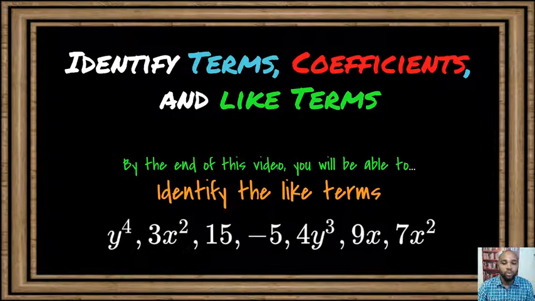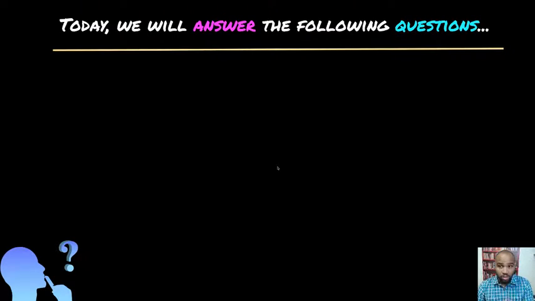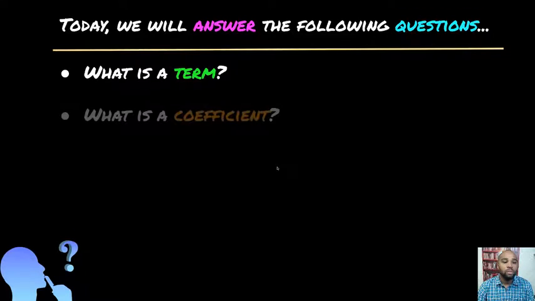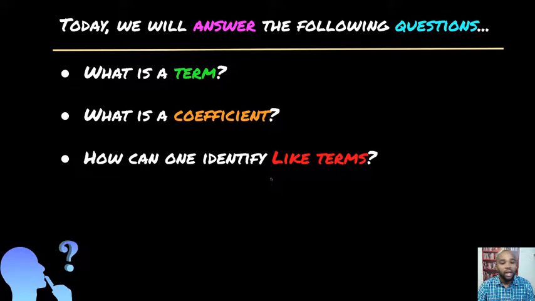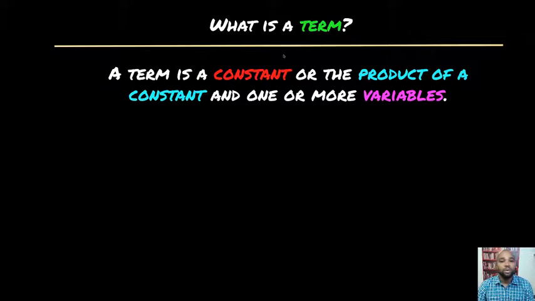So let's start with some definitions. Today we'll answer the question, what is a term, what is a coefficient, and how can one identify like terms? So let's start with the first one, a term. What is a term? You'll often hear this come up, put these terms together, or what terms are alike. A term is a constant or the product of a constant and one or more variables. Well, what do I mean?